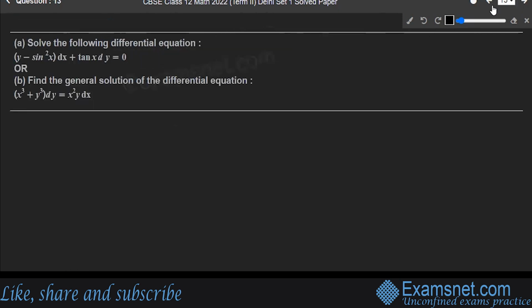Let's move to the next question, number 13. Now again, you have a choice in this question. It says solve the following differential equation (y minus sine square x) dx plus tangent x dy is equal to 0. Or you can solve this problem. I'll start with part A first. So, part A: you are given (y minus sine square x) dx plus tangent x dy is equal to 0.